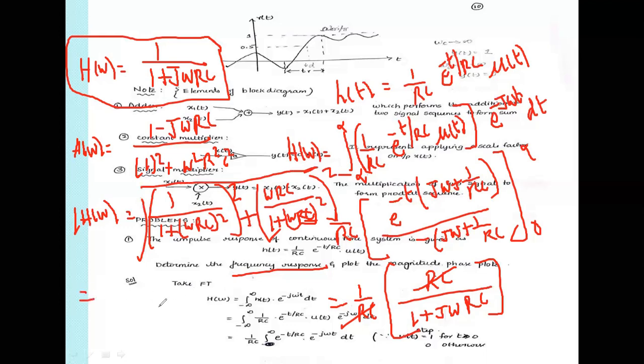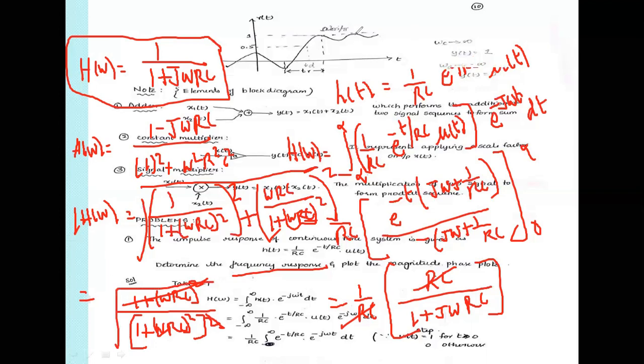So simplify the magnitude. The LCM is 1 plus omega RC whole square, and in the numerator we get 1 plus omega RC square. So the terms get cancelled, and you have the under root. So the magnitude of H of omega is equal to 1 by under root of 1 plus omega RC whole square.